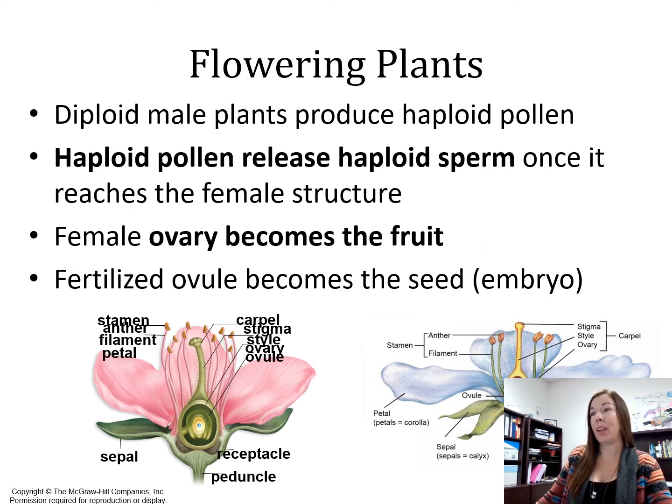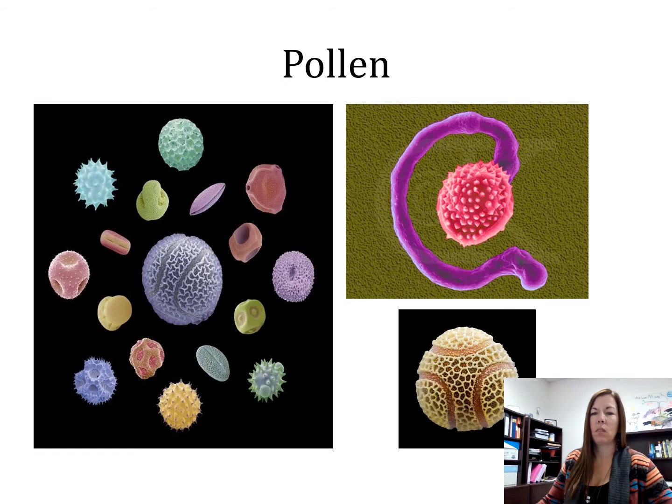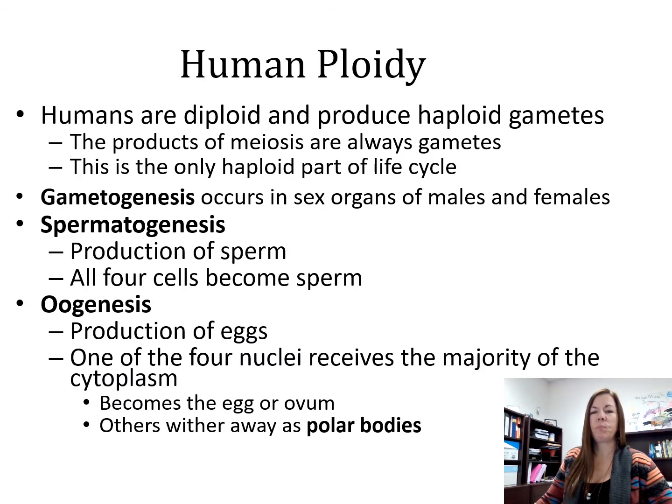In flowering plants, you have a diploid male that produces haploid gametes, and those haploid gametes, which is pollen, get released, and haploid sperm is released once it reaches the female structure, and then of course a fertilized ovary will then develop into a fruit. So humans are diploid and produce haploid gametes.